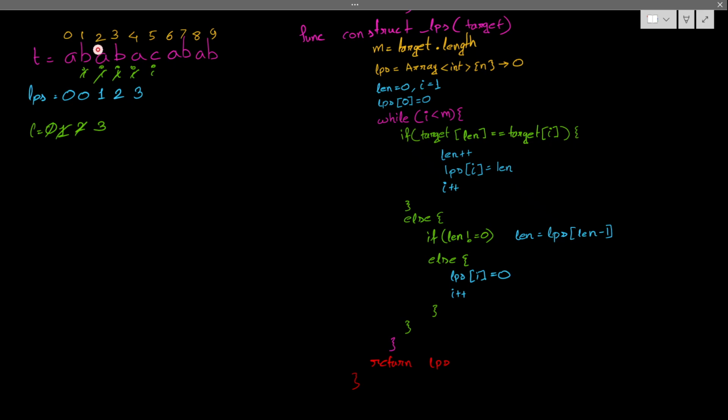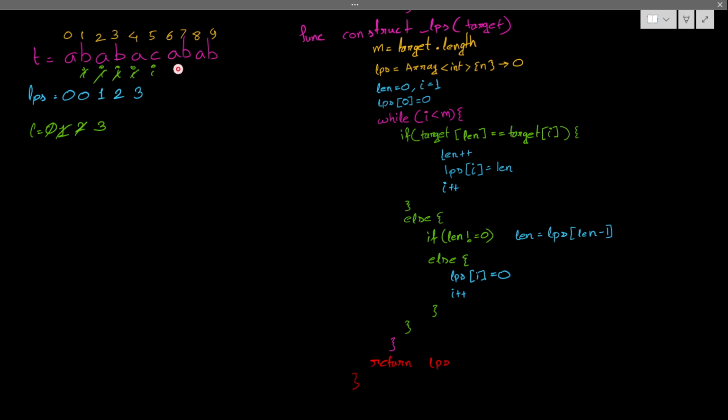So see here, right now, before checking this one, my longest common prefix length is 3. So I am checking for the fourth index. If it matches the third index, then length will become 4. But it is not matching. So I have to check whether it is matching with the length of 2 or not.